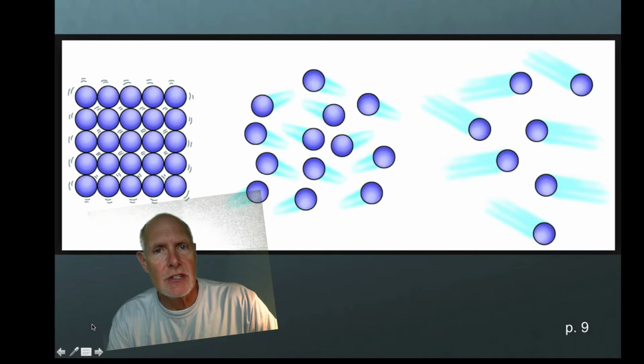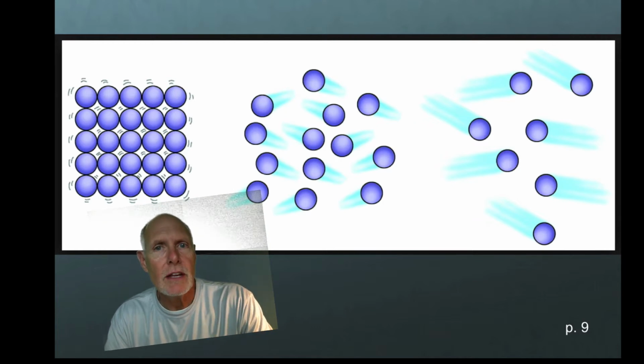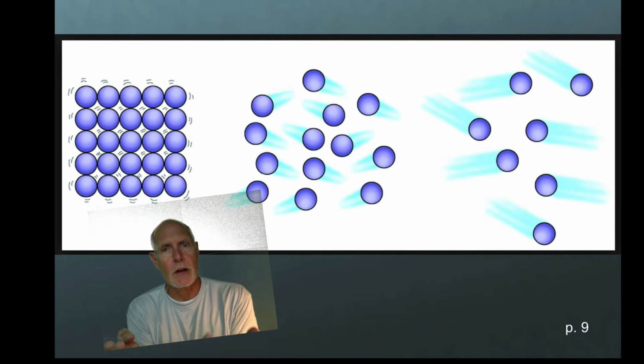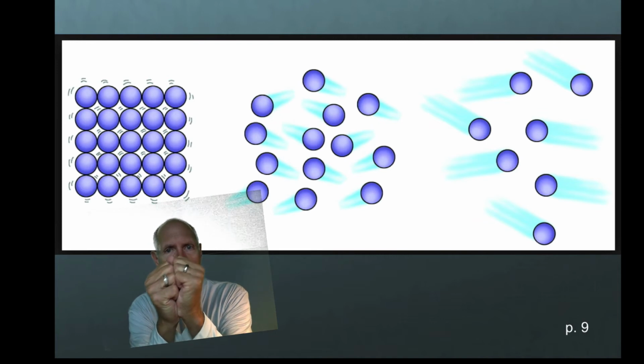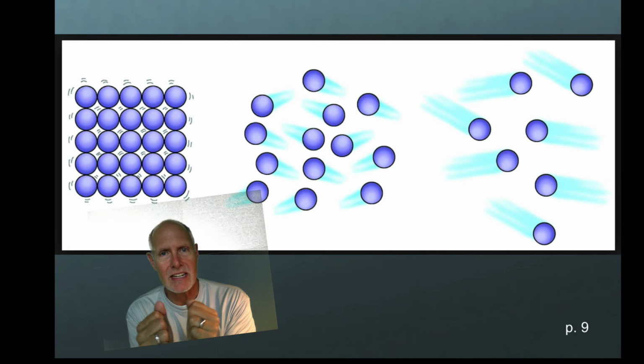In your book on page 9, there's a diagram that talks about phases of matter. On the left-hand side right here, you can see a diagram of a solid where the individual atoms of the material are packed really, really close together. They are moving themselves, but there's very little movement between them because they're packed together.